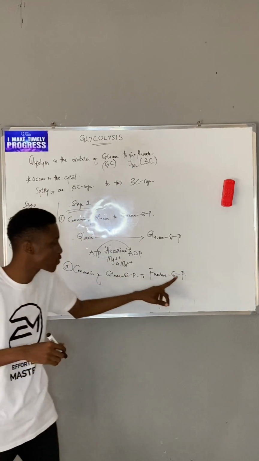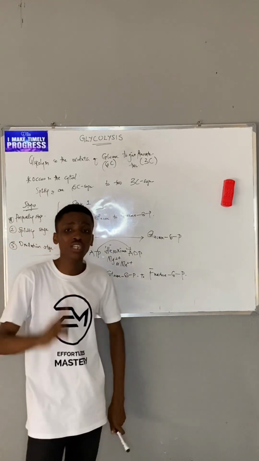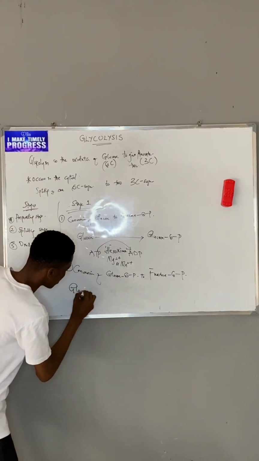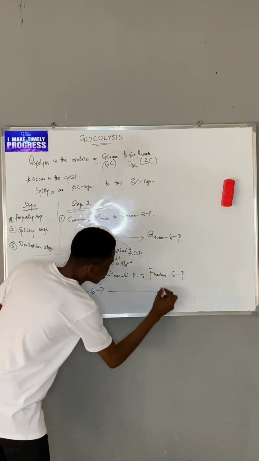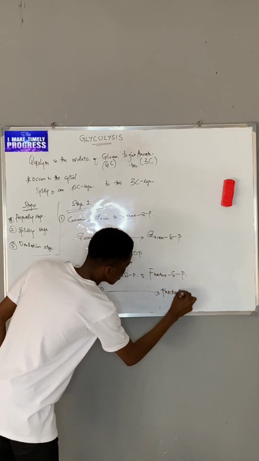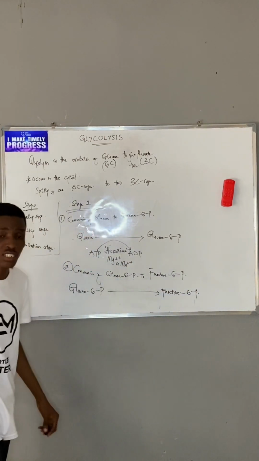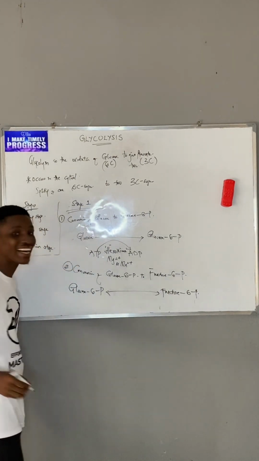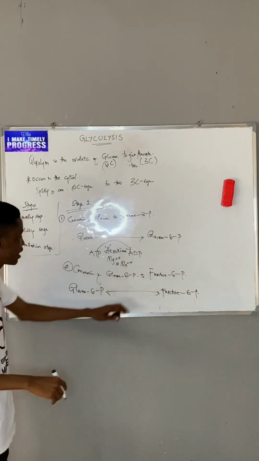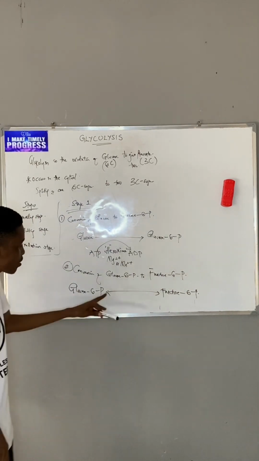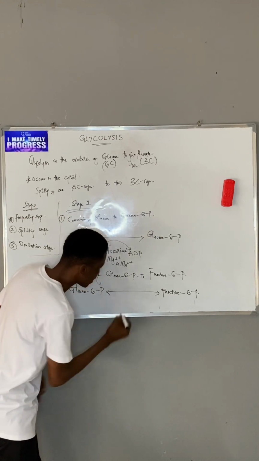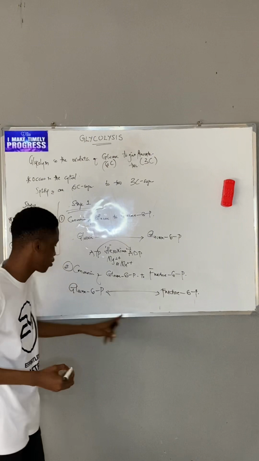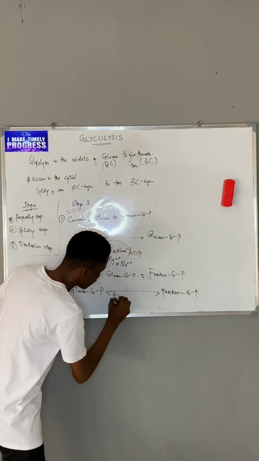So glucose 6 phosphate is changed to fructose 6, and I want you to take note of the fact that it is an isomerization reaction. So I have my glucose 6 changing to fructose 6. Now, what else is important to take note of? It is a reversible reaction. And the enzyme here, look at the name. Both of them are phosphate, both of them are 6 carbon.